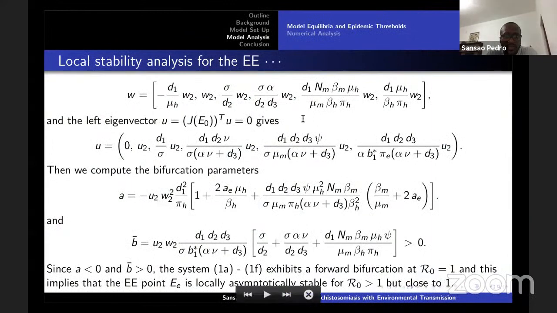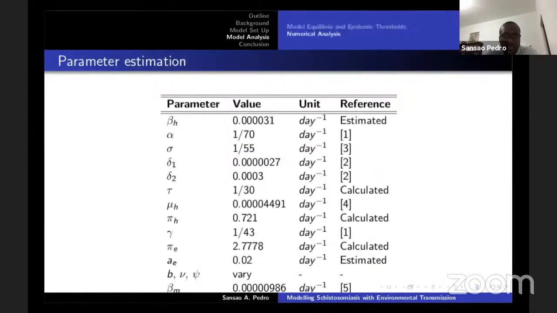Then there are some calculations that we do to find these components A and B. We change B here to B bar, to differentiate from the other B's that we had. Based on the sign of these components, we decide whether for R naught greater than 1 but very close to 1, we are having forward bifurcation or not. And we confirm that we have forward bifurcation, which means that the endemic equilibrium point is locally asymptotically stable at that particular point.